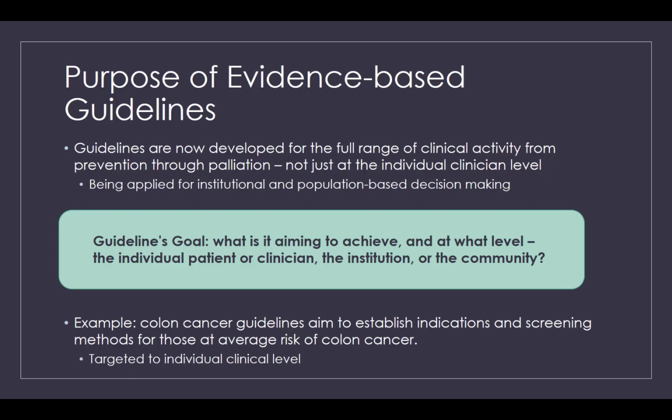How we could think about what a guideline is aiming to achieve and at what level is asking things, is it targeting the individual patient or clinician? Is it the institution or is it the community? So for example, colon cancer guidelines state that they aim to establish indications and screening methods for those at average risk of colon cancer. In this circumstance, that aim is targeted at individual clinicians making choices for individual patients. However, if they wanted to assess whether aspirin could be widely utilized for prevention of colon cancer, that would be more population-based level of decision for a broader group.